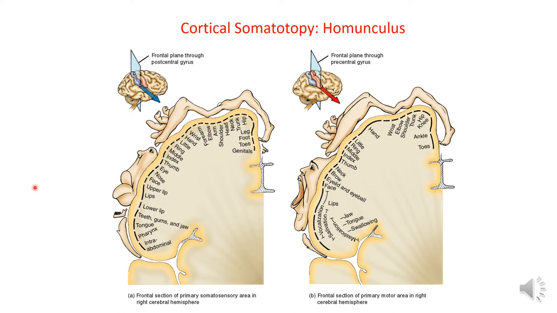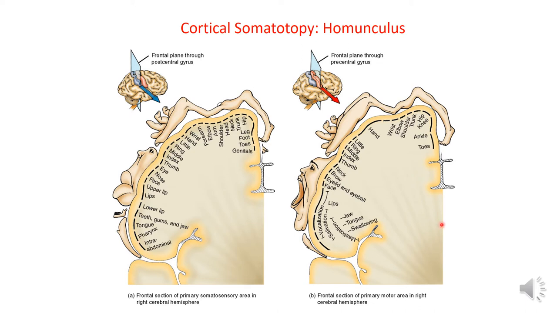Homunculus, what's the meaning of homunculus? That means the representation of the different parts of the body in the primary somatic sensory area and in the primary motor area. Here in the motor area, we are controlling the activity of skeletal muscles. And here we are receiving the somatic sensation from half of the body. We will find that the body is represented upside down in both areas.